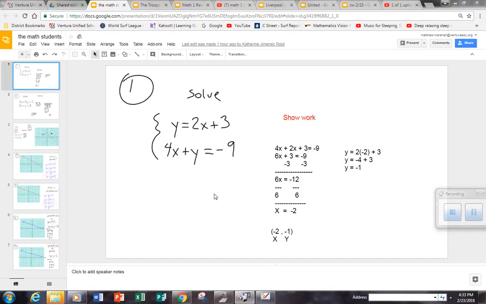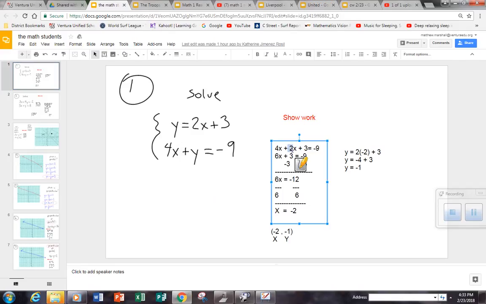So when they did this problem, the 4x is still there, but where that y used to be, I have 2x plus 3 right there. And then they combine like terms to get that 4x and 2x to get 6x, brought down the 3. First step right there, take away 3 on both sides, gives you 6x equals negative 12. Divide 6 on both sides, and that gives you x equals negative 2. Don't stop there. That's only half of the answer.